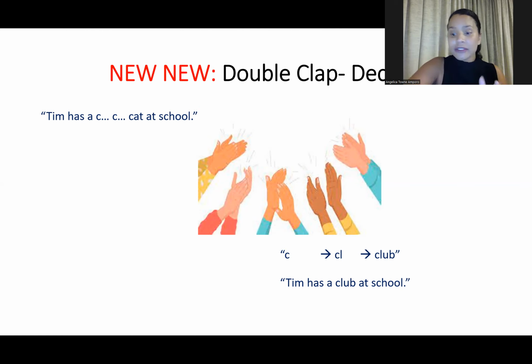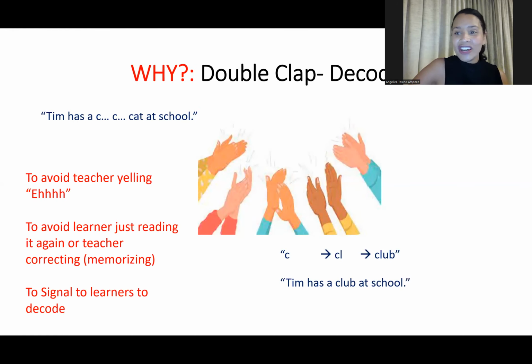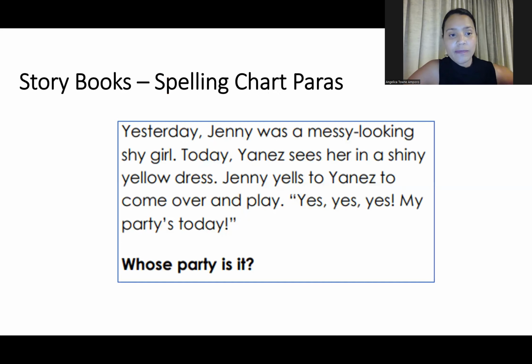So instead of saying, hey, or why did you read that wrong, or having the learners just tell them it's club, you want to signal to the children in a very easy way to decode that sentence. The double clap says decode that sentence. Just don't go back and say it again. You want them to sound it out. Club. Tim has a club at school. So again, you don't want them to go back and just say the whole word. You want them to decode that word.